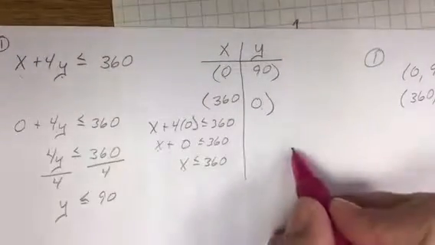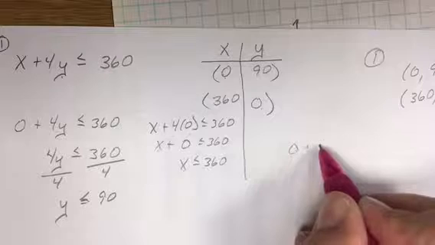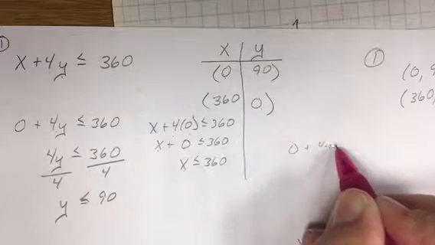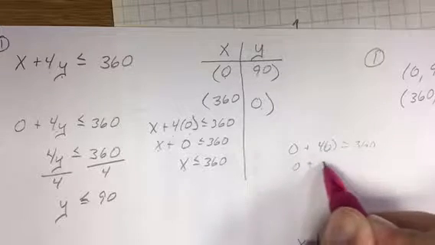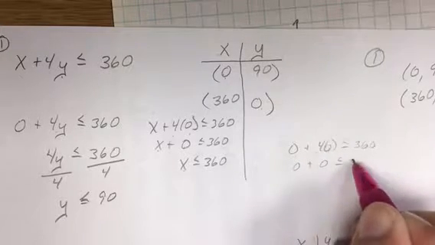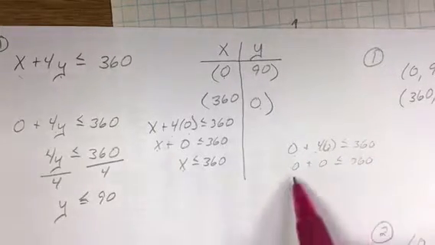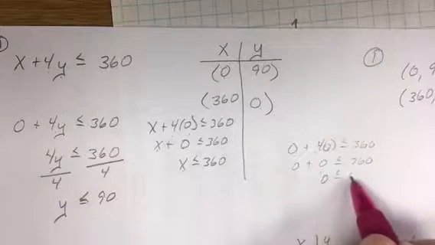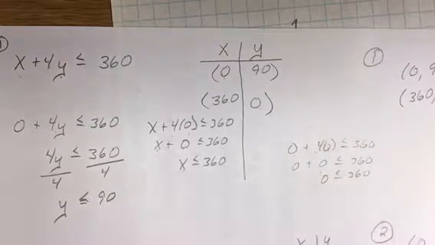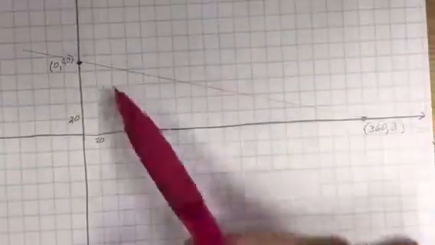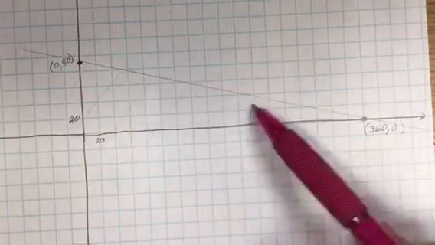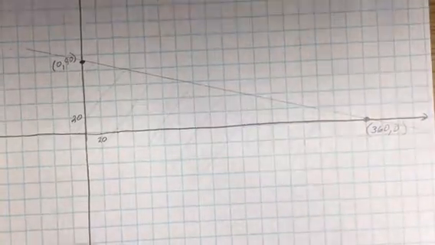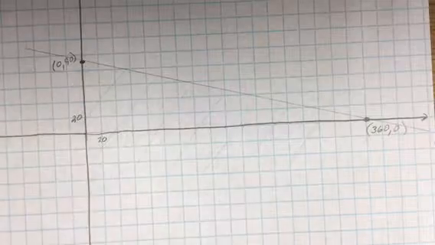So if I plug in 0 for x and 0 for y, that's 0. 4 times 0 is 0. Well, 0 plus 0 is 0. Is 0 less than 360? The answer is yes. So that means on this graph, I'm going to shade towards the 0, 0 point. Okay? I do it real light.